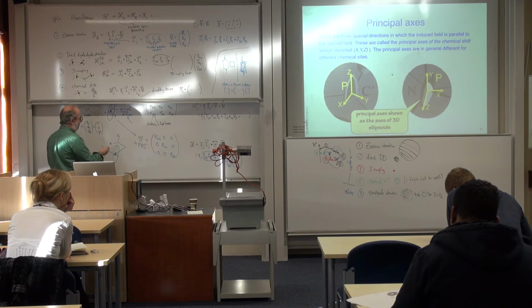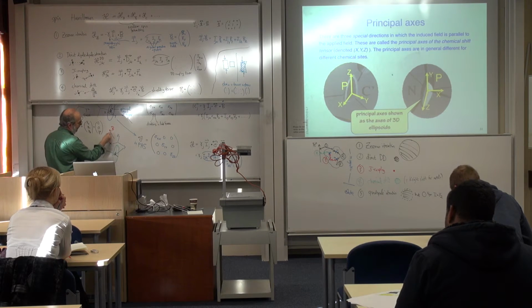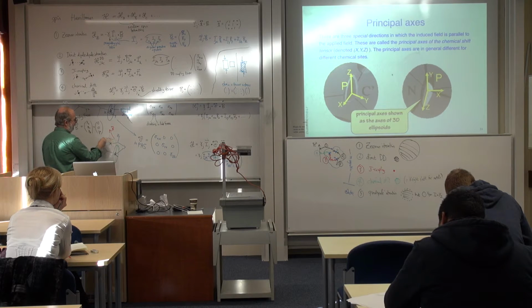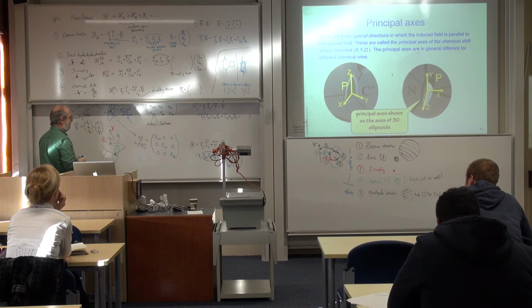So if we apply a magnetic field, for example, then the components of the field along this principal axis, x-axis, would be called big X here.